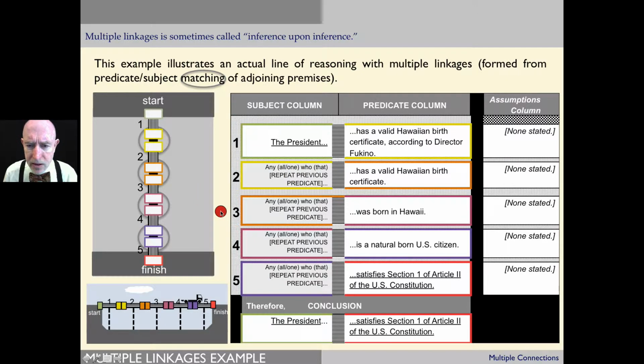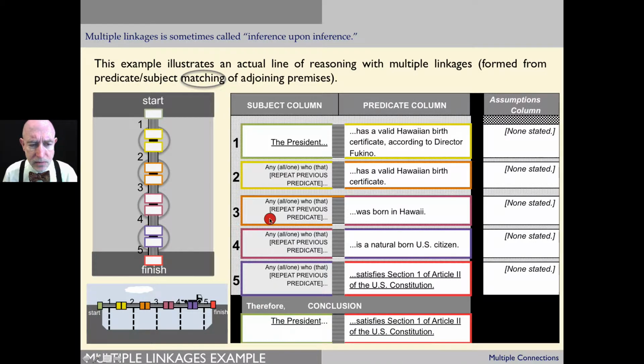Premise 3, one who has a valid Hawaiian birth certificate was born in Hawaii. Premise 4, one who was born in Hawaii is a natural-born U.S. citizen. And the last premise, one who is a natural-born U.S. citizen satisfies Section 1 of Article 2 of the U.S. Constitution. Therefore, our conclusion is the President satisfies Section 1 of Article 2 of the U.S. Constitution.